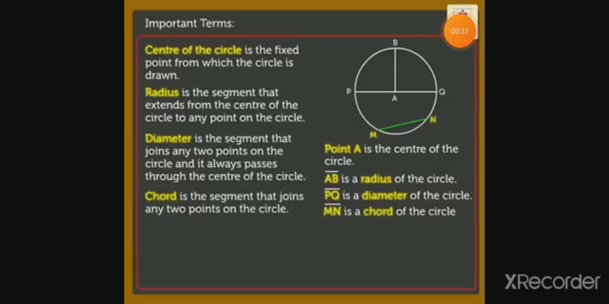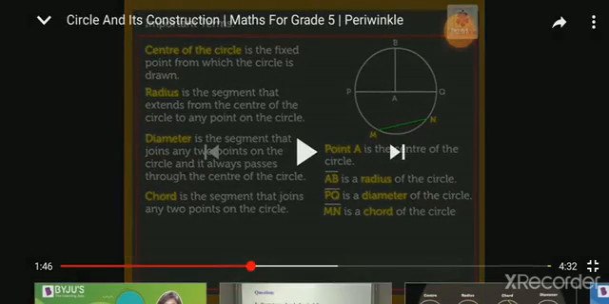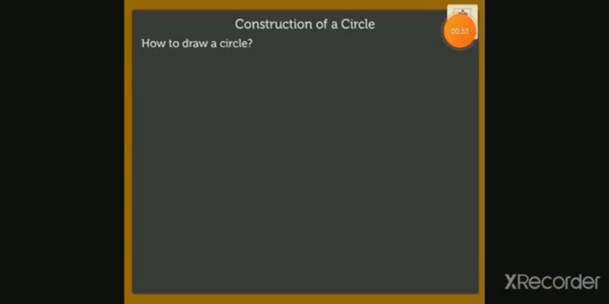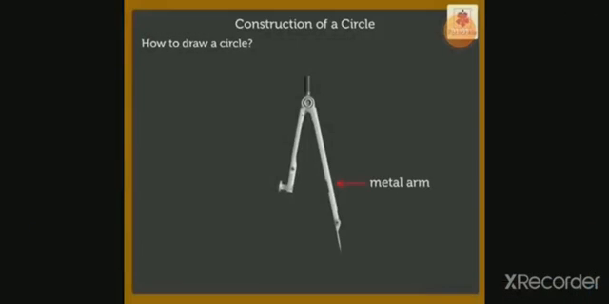So I explained the parts of the circle. It is center, radius, diameter and curve. Now I am going to explain how to construct a circle. How to draw a circle? We use a compass. What are you seeing? This instrument is called a compass. Using this we are going to draw the circle.